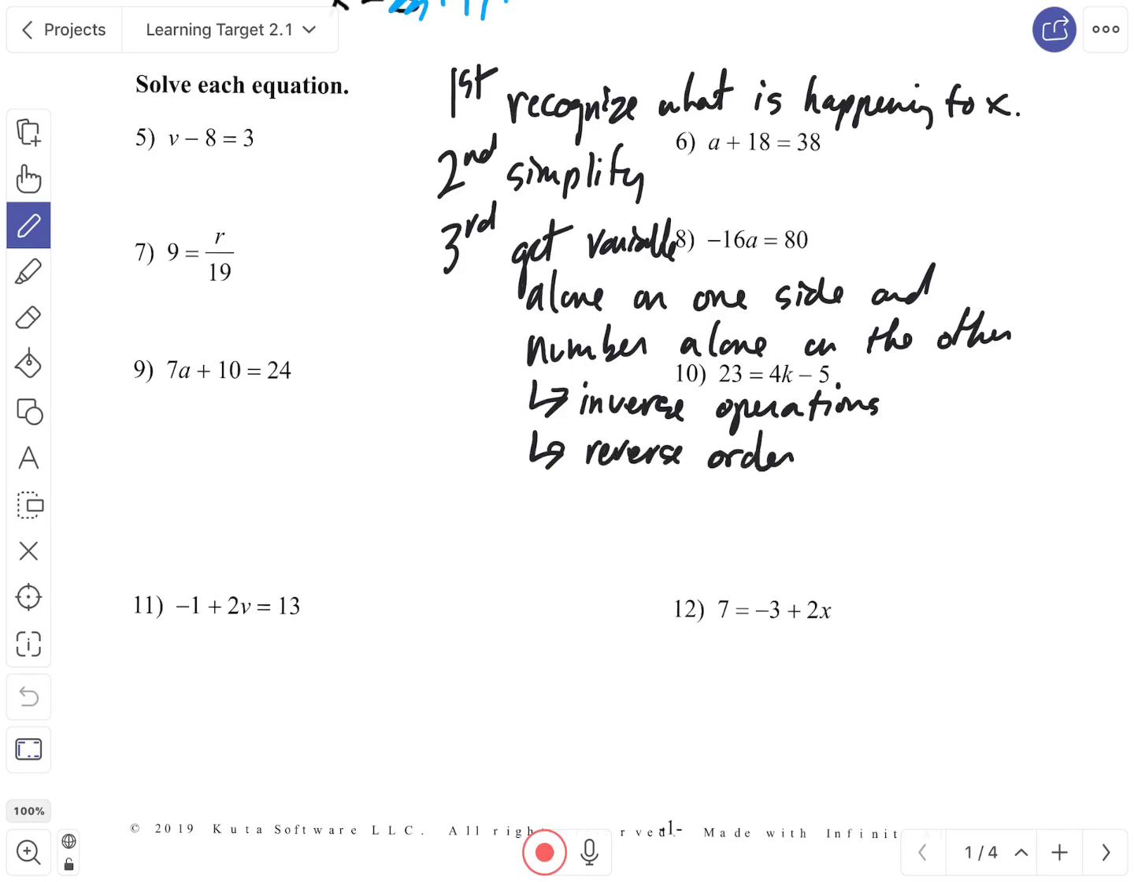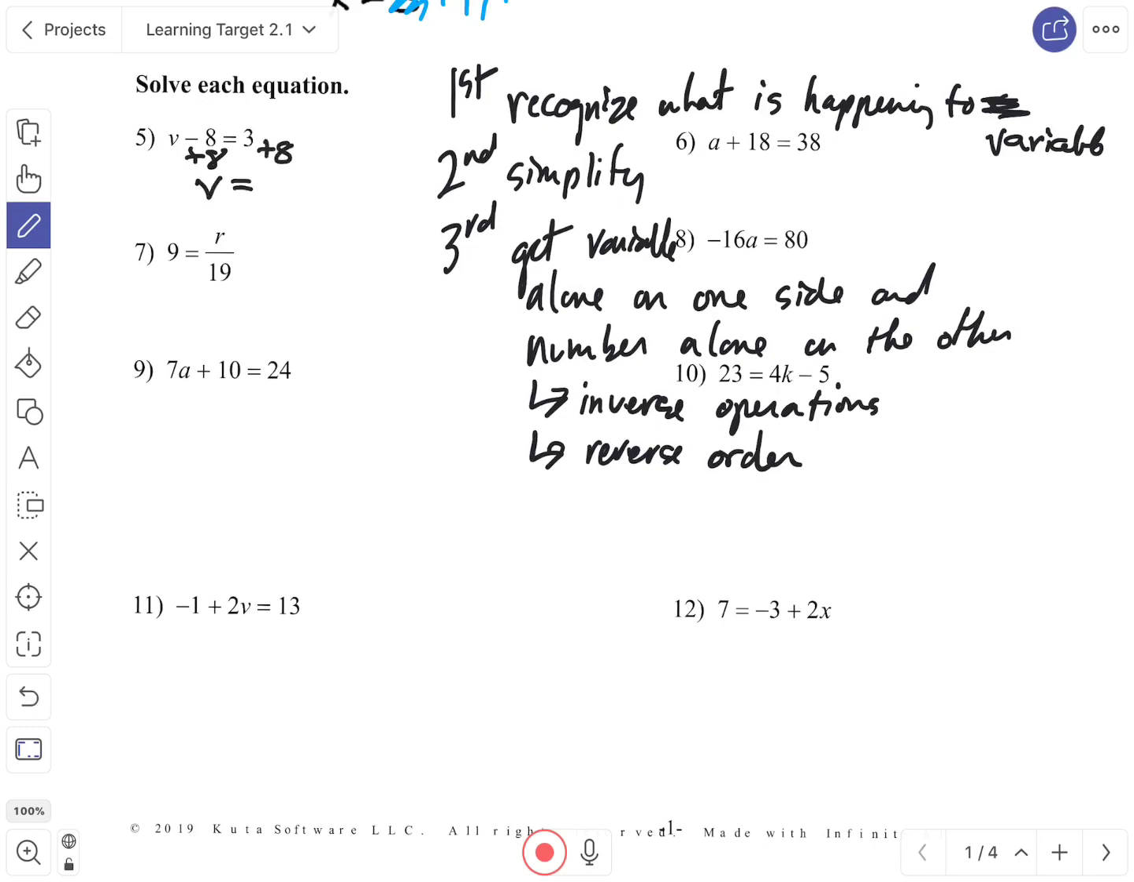Okay, that's kind of the idea here. So if we look at number 5, we can say, okay, what's happening to the variable? I should just say variable, not x, since we use x a lot. V minus 8. That is what's happening. We can't really simplify that any further. So now we get the variable alone. We want to get rid of that negative 8. How do we do that? Well, we add 8, because if we add 8 to negative 8, it becomes 0, and we're just left with v.